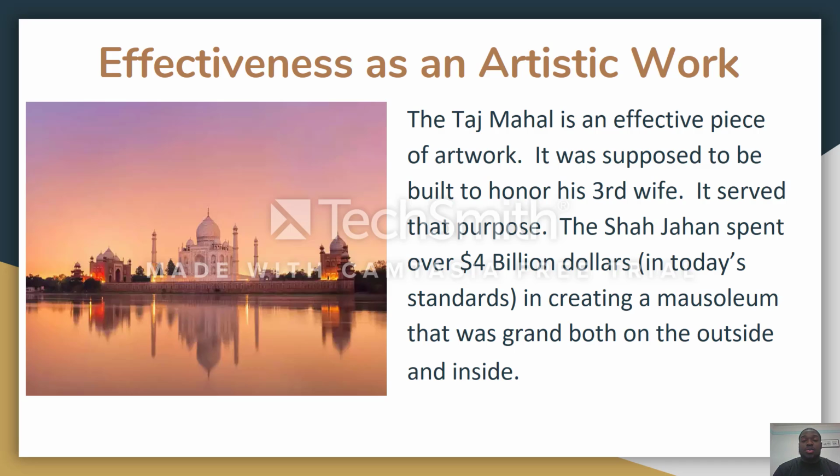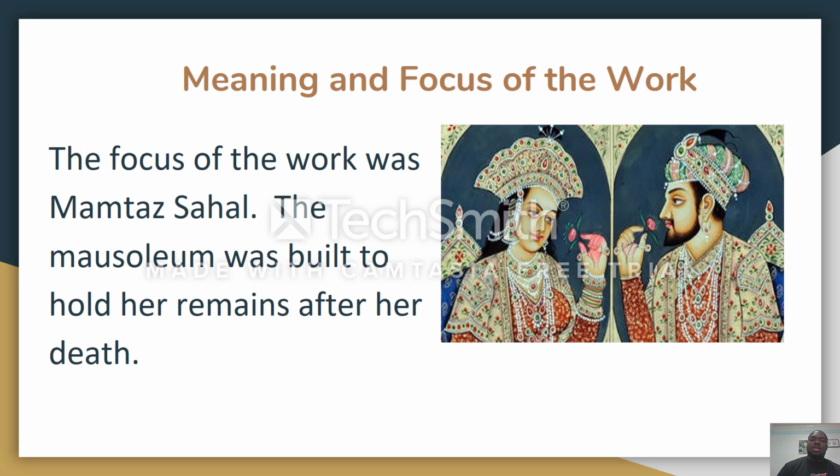Effectiveness as an artistic work. The Taj Mahal is an effective piece of artwork. It was supposed to be built to honor his third wife, and it served that purpose. Shah Jahan spent over $4 billion in today's standards in creating a mausoleum that was grand both on the outside and the inside. Meaning and focus of the work.